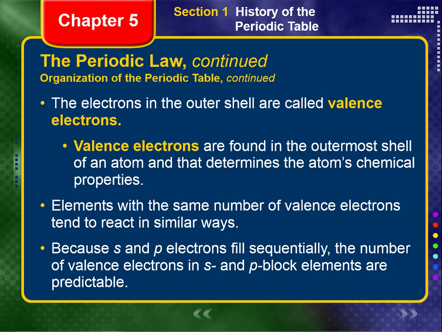This is an explanation of why that is the case. Elements with the same number of valence electrons tend to react in very similar ways. It's because the S and P electrons, electrons in the S sublevel and in the P sublevel, fill sequentially. The number of valence electrons in the S and P block elements are very predictable.